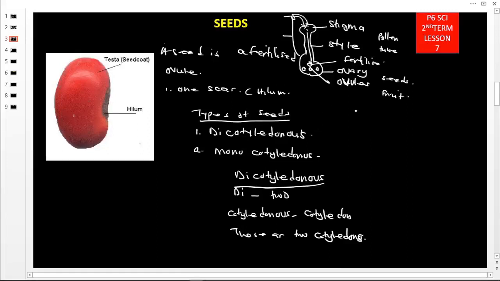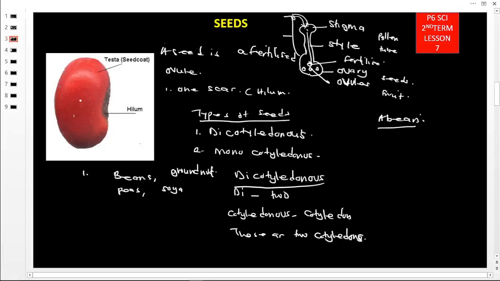Then let us take examples of seeds with 2 cotyledons. 1, we have the beans. Then we have the peas, the soya, and the ground nuts. So these are examples of seeds that have 2 cotyledons. Remember, we said dicotyledonous seeds are seeds with 2 cotyledons. Then let us now look at the structure of a bean seed and label the parts that are there.